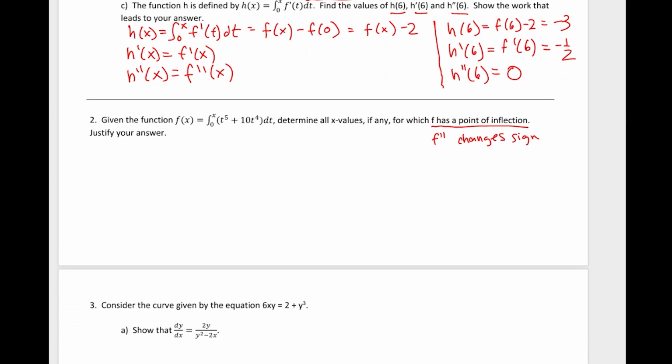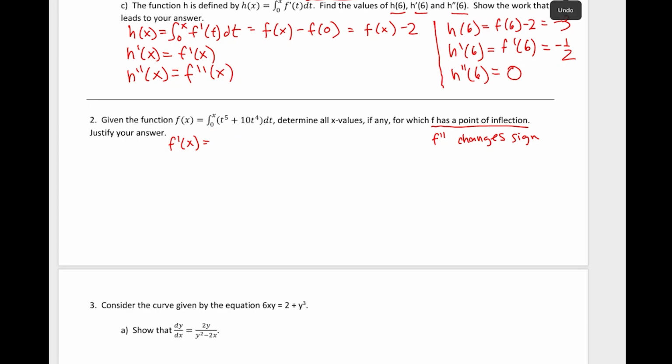We're going to have to create a number line or a sign chart and basically keep track of when f double prime is positive and when it's negative. And if it ever changes sign, that point will be a point of inflection. So f of x is defined. So let's just write what f prime would be, and that's going to be the derivative of all this.